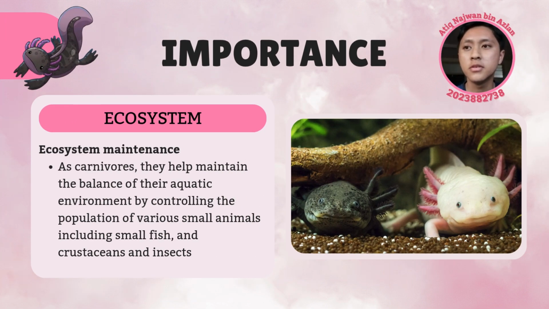Next, we move on to the importance of axolotls. First, the ecosystem. As carnivores, they help maintain the balance of the aquatic environment by controlling the population of various small animals, including small fish, crustaceans, and insects. By controlling insect larva population, they help reduce the spread of waterborne diseases such as mosquito-borne illnesses.